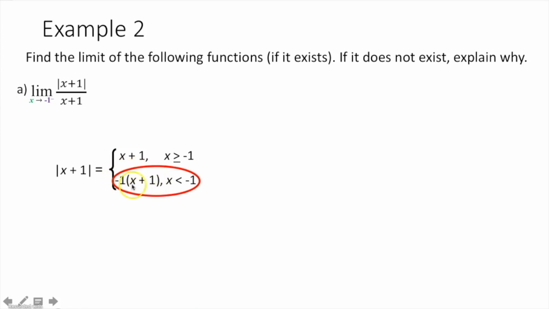So let's plug in this for the numerator. Now you can see that the x plus 1s are just going to cancel out, and I get the limit as x approaches -1 from the left is going to be -1.